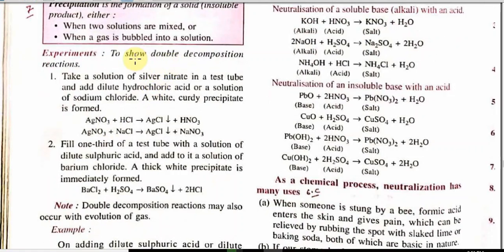This experiment is to show double decomposition. Take silver nitrate solution and mix HCl or NaCl. You will see a white curdy precipitate of AgCl. Second reaction: fill 1/3 of a test tube with a solution of dilute sulfuric acid and add it to a solution of BaCl2. A BaSO4 white thick precipitate is formed.